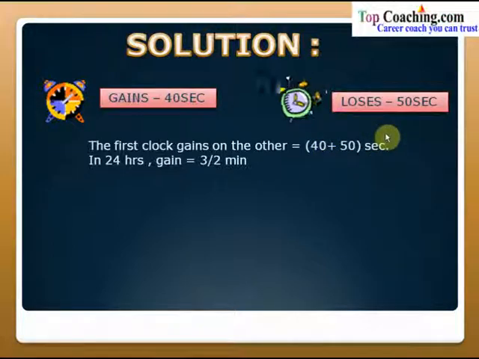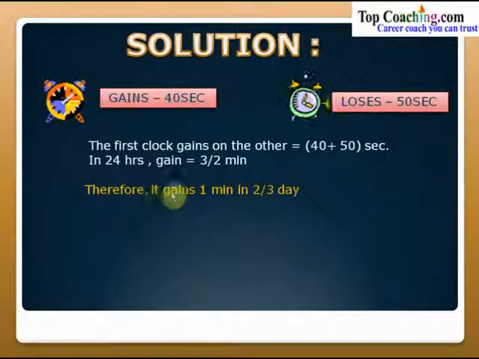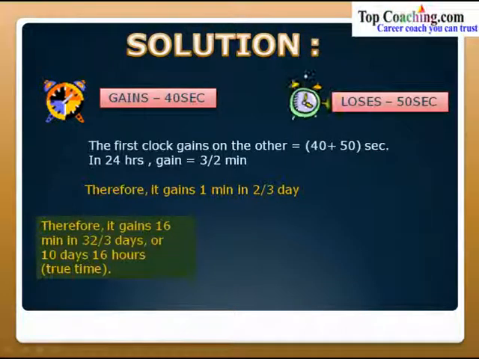But 90 seconds is nothing but equal to 3/2 minutes. And so we can say that in 24 hours, the first clock gains 3/2 minutes over the second clock. Therefore, it gains 1 minute in 2/3 day. So the gain of 1 minute occurs in every 2/3 day. So in 2/3 day, the gain of the first clock over the second is equal to 1 minute. Therefore, it will gain 16 minutes in 32/3 days, or 10 days and 16 hours.